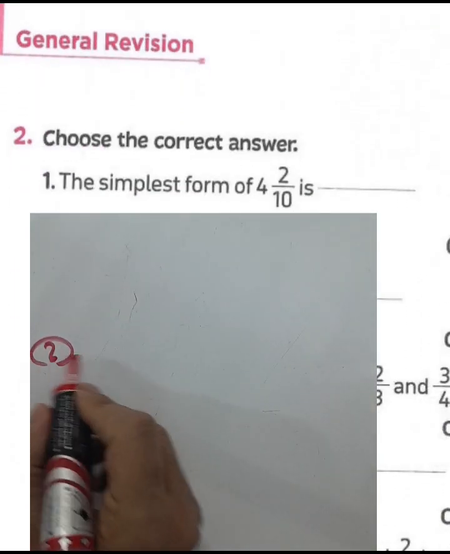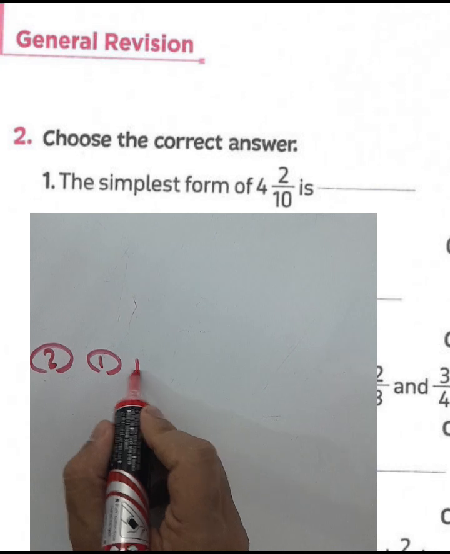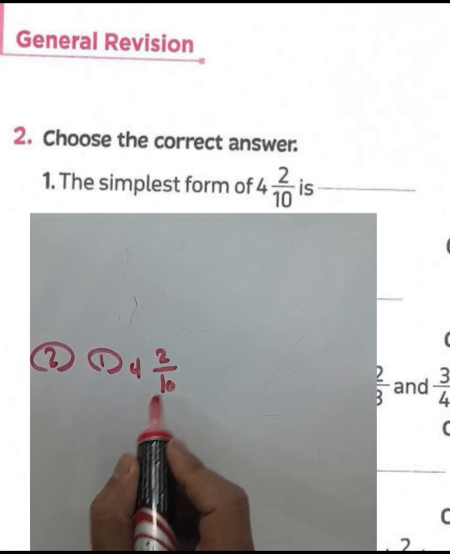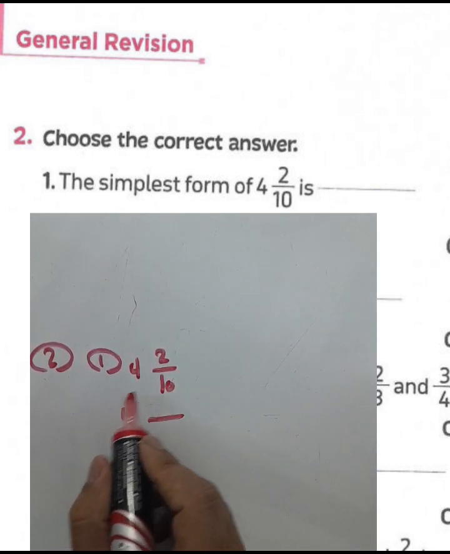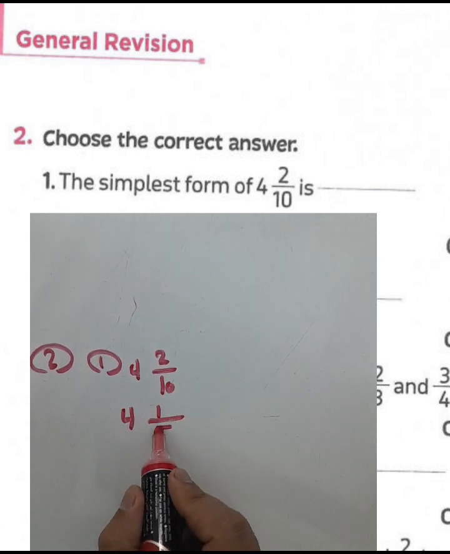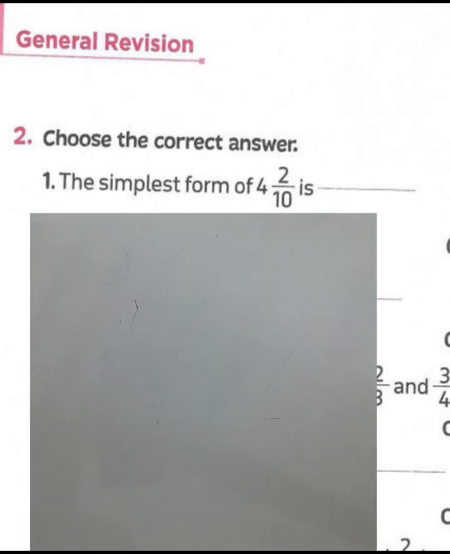Question number 1. The simplest form of 4 and 2 over 10. You can simplify it, write the whole number here, and 2 divided by 2 equals 1, 10 divided by 2 equals 5. The result will be 4 and 1 over 5.